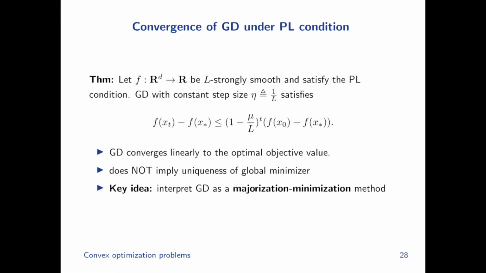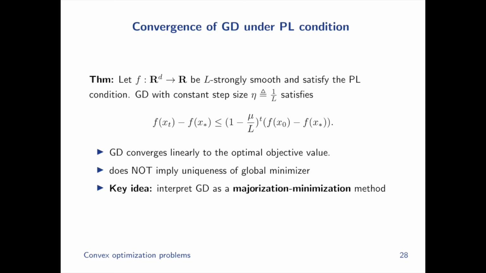So let's look at the convergence of gradient descent on objective functions that are strongly smooth and that satisfy the PL condition. So basically, this PL condition kind of replaces the strong convexity condition. So here, what you do is you again take a constant step size. The step size here is 1 over the strong smoothness constant. And if you take that step size, then gradient descent will converge again at this linear rate.